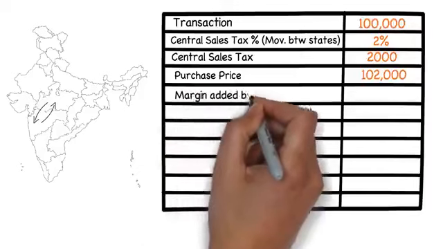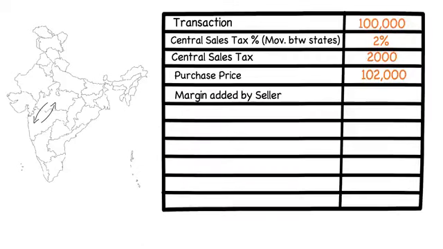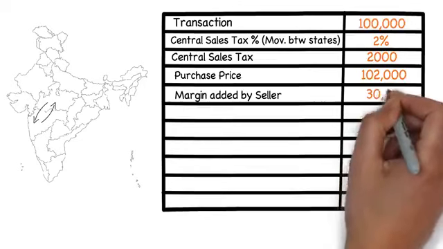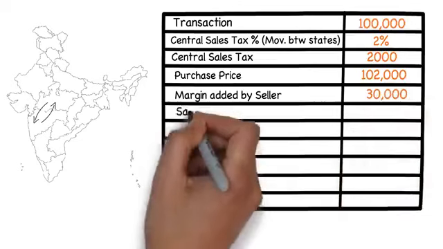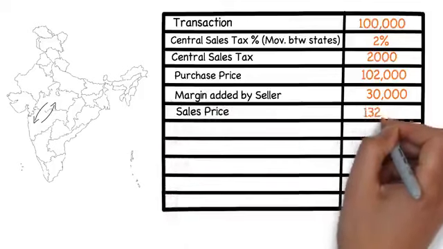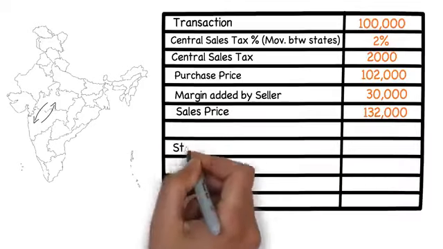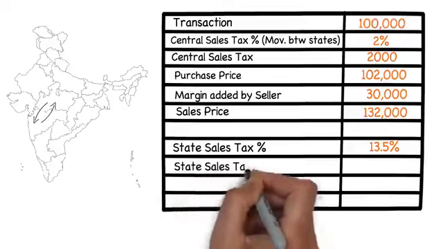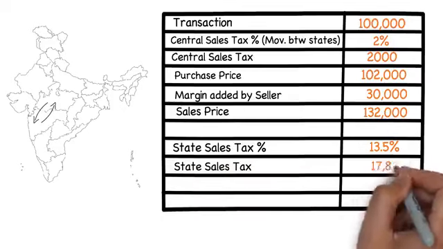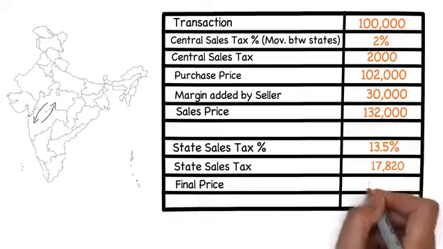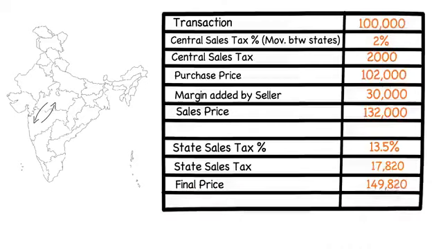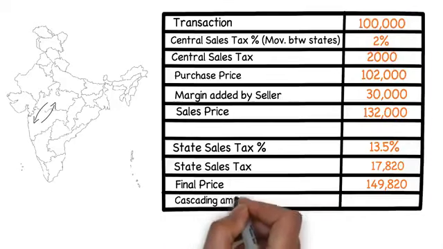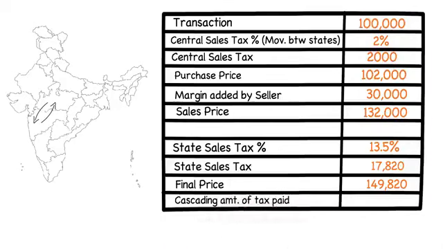Now you add your margin, that is the amount you want to make out of this sale. Let us say it is rupees 30,000. Therefore, the selling price before tax is 1,32,000. On this price, you need to add the state sales tax, say 13.5%. So that is 1,32,000 plus 13.5% of 1,32,000, which is 1,49,820.